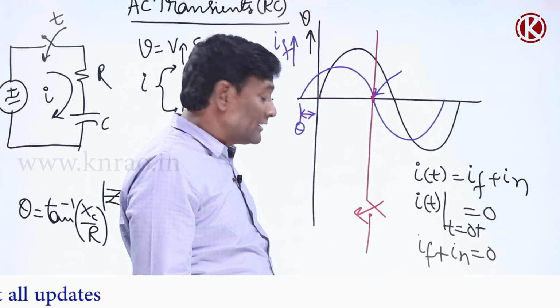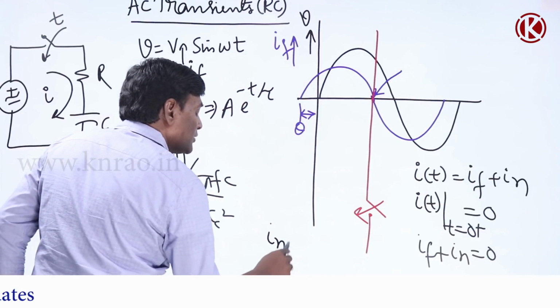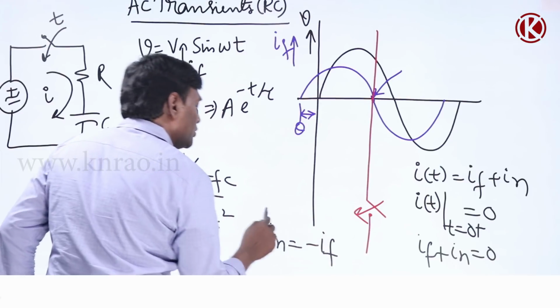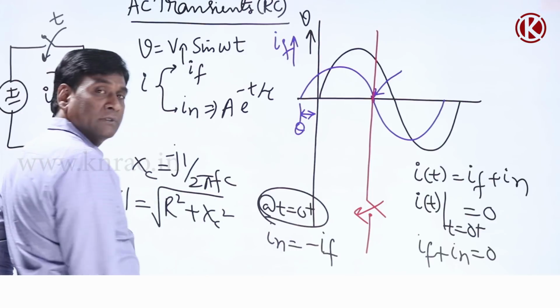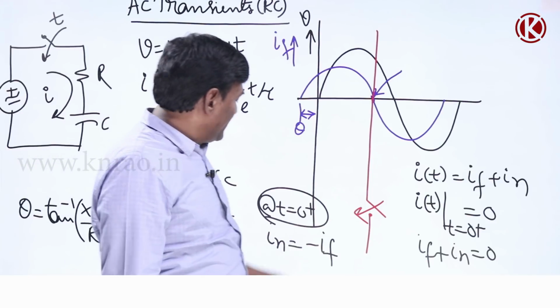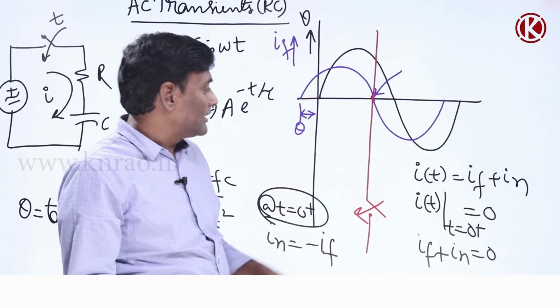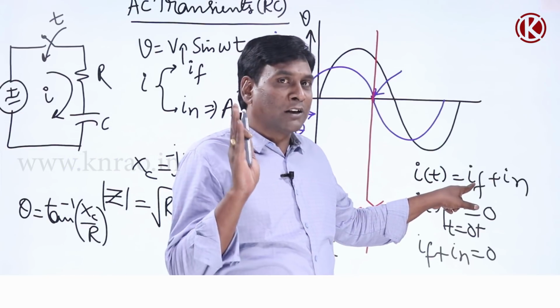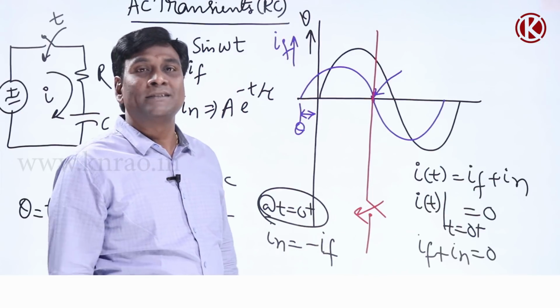So with that, if I try to apply, natural equals minus of forced at t equal to 0 plus. So if forced is 0, automatically natural will become 0. Getting my point, right? Relax, slowly, focus. It means we should stand on the basics.